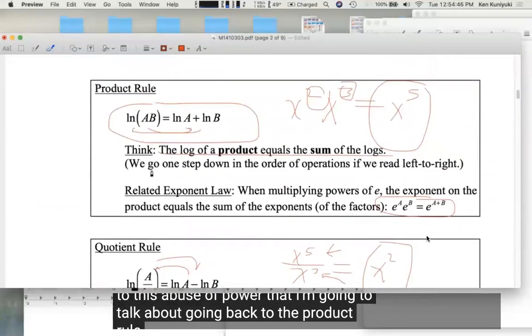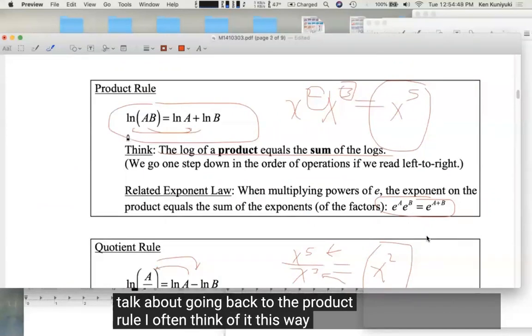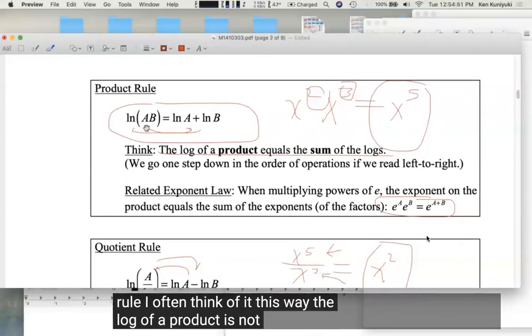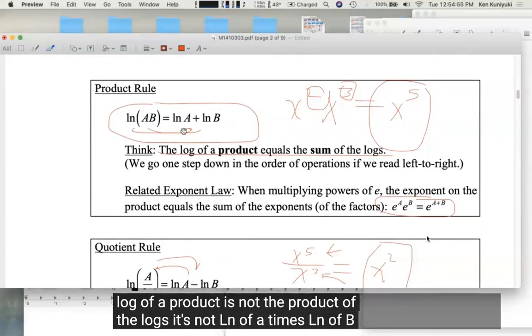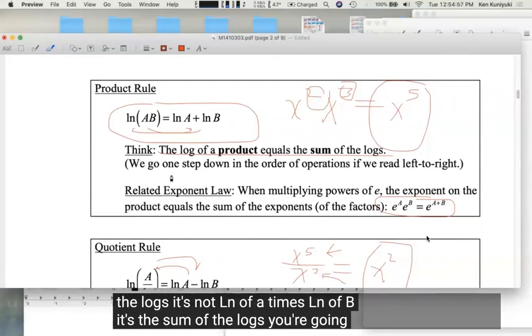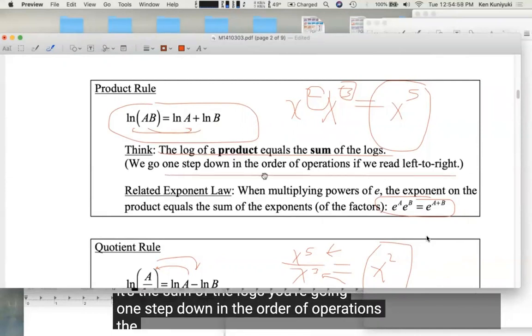Going back to the product rule, I often think of it this way. The log of a product is not the product of the logs. It's not ln of a times ln of b. It's the sum of the logs. You're going one step down in the order of operations.